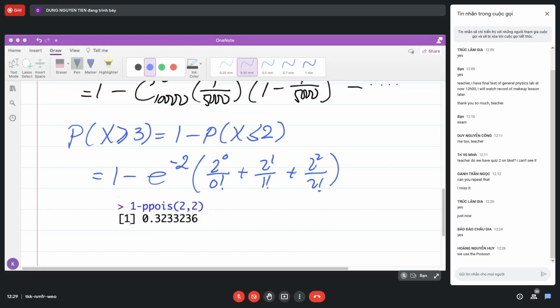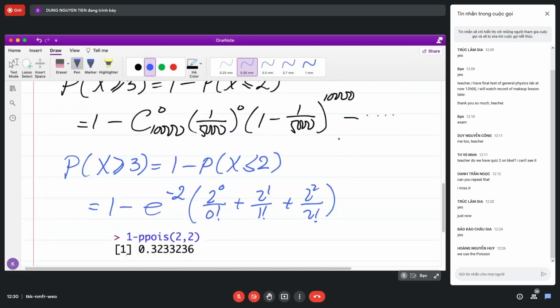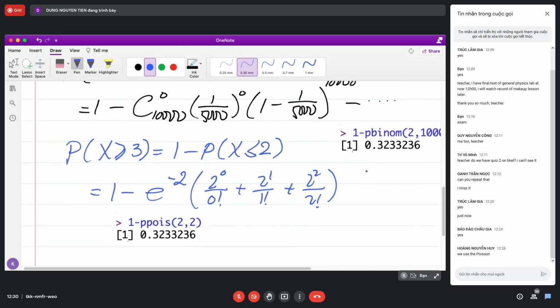Well, then this is what I get by using a binomial distribution. This is what I get, right? And it is very similar to the one that I just did. I just got here 0.3233236. All right. Do you understand? Everybody?